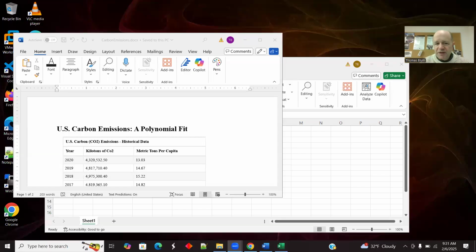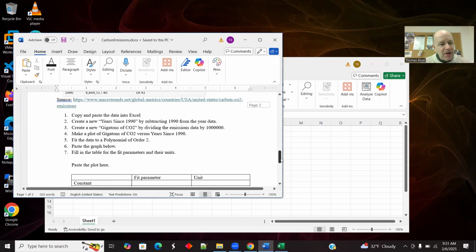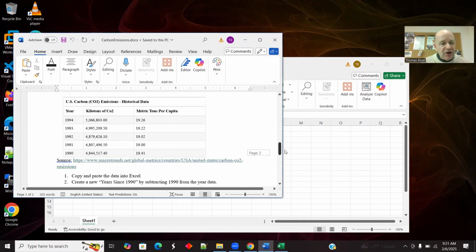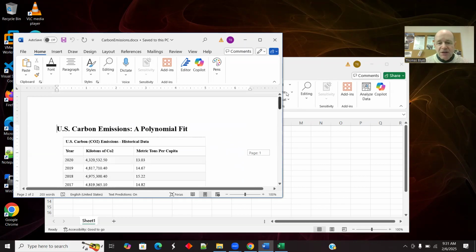In this video, I'm going to take some carbon emission data and put it into Excel and plot it and then fit it to a quadratic polynomial. So here we go. I took this data from Macrotrends. This is the carbon emission data versus year for the US.